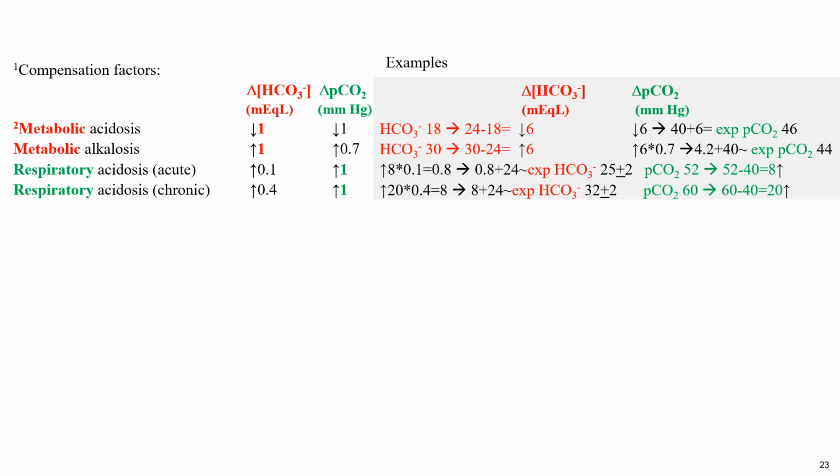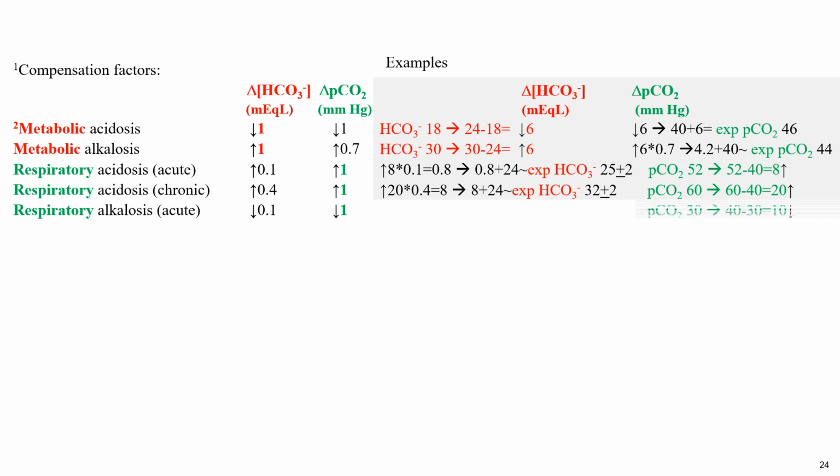Moving on. For acute respiratory alkalosis, for every 1 decrease in PCO2, serum bicarbonate decreases by 0.1. Example. A patient with acute respiratory alkalosis with a decreased PCO2 of 30. This means the PCO2 decreased by 10 from the normal 40. Since for every 1 decrease in PCO2, bicarbonate decreases by 0.1, we multiply 10 by 0.1.